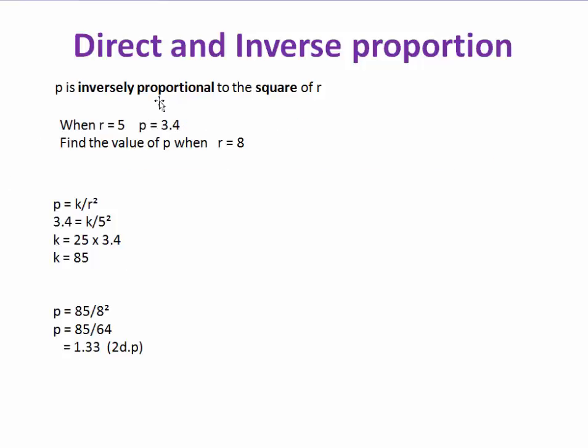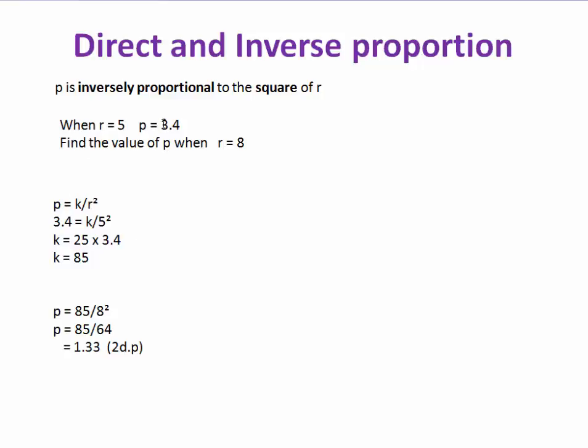Read the question. It's an inversely proportional one. Remember our rule, K over something to the square of R. So square, what does that mean? R, that means R squared. We're told this when R equals 5, P equals 3.4, and the question is, what's the P when R equals 8? Inversely proportional, K over something, what's it over? It's over the square of R, R squared.